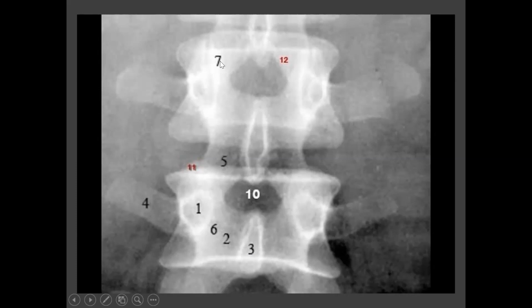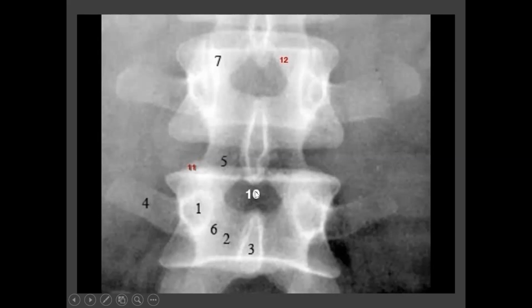Facet joints. Inferior articular process. See here, superior articular process is this one. This is AP view. That's why it is not very nicely seen. This is the inferior articular process, and that is becoming lamina. So the inferior articular process is gradually becoming lamina, right? Yes, sir.